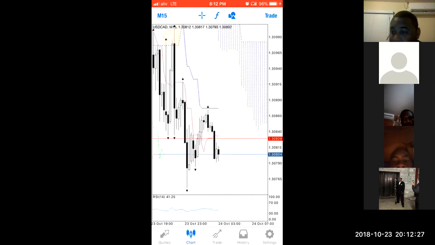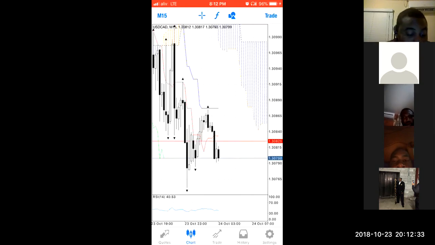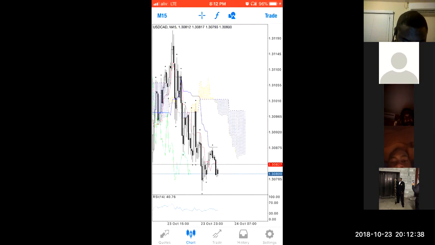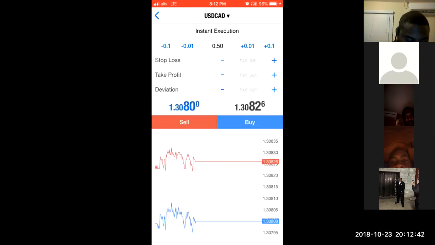To enter a trade, does anyone need help entering a trade? I still can do it anyway, even if you all don't want it, but I still can do it. All right, so on the iPhone, you just go to trade.